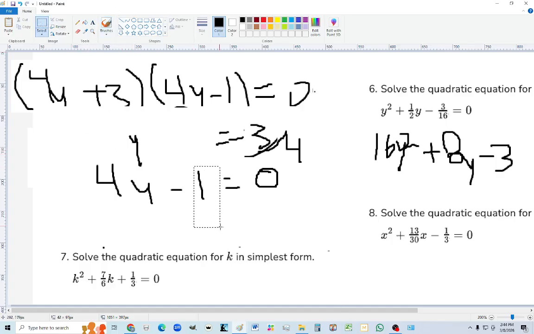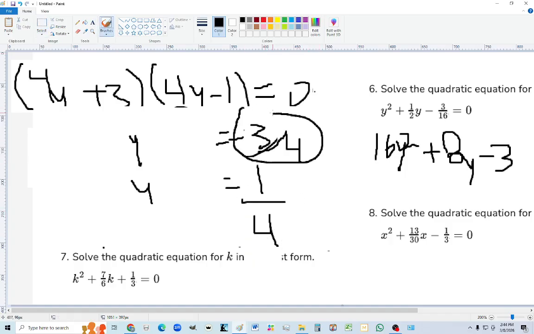This one, I add 1 to both sides. And divide by 4. Y is equal to 1 over 4, a quarter, or minus 3 over 4.